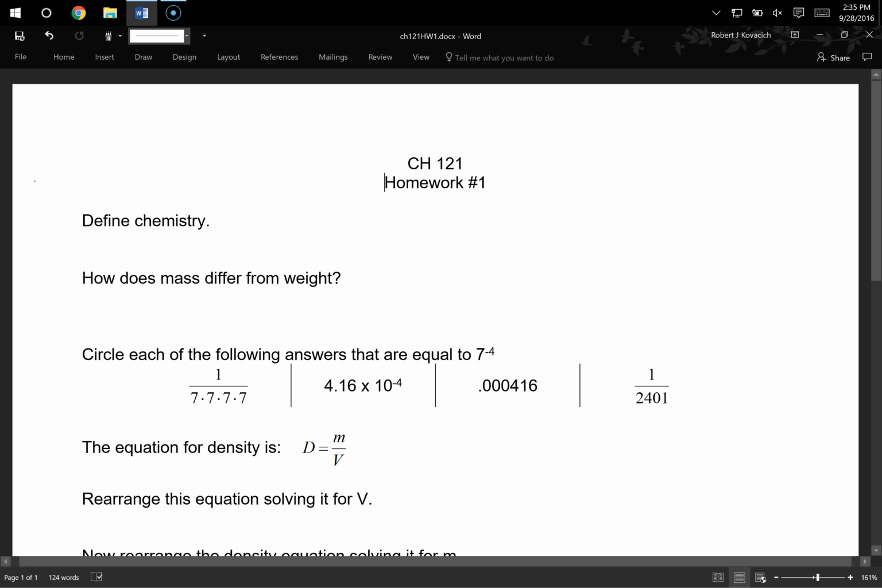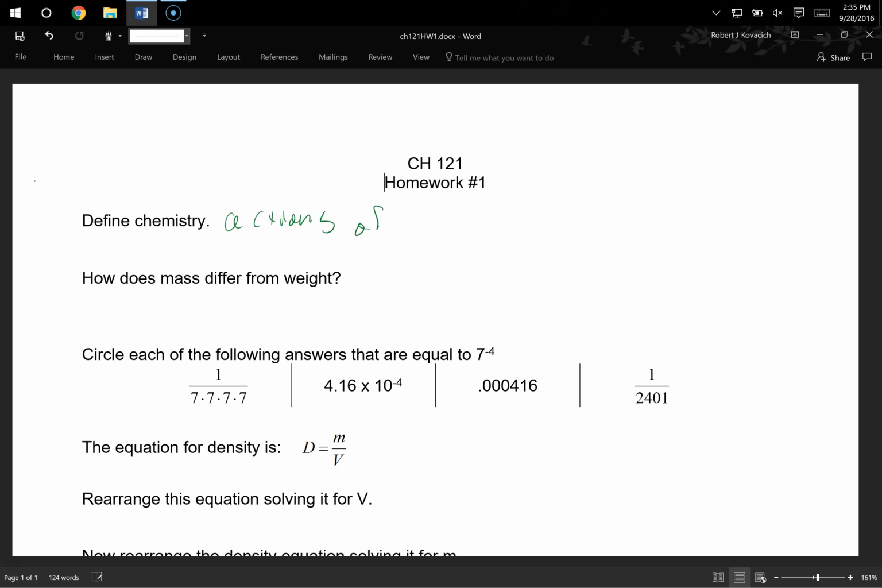Okay, what two elements do we need for this first answer? What do we need for our definition for chemistry? Definition needs two pieces to it. What are they? Okay, so I need something about actions of electrons, and I need something about studying the properties of matter. However you want to word it, but those two things need to be in there.